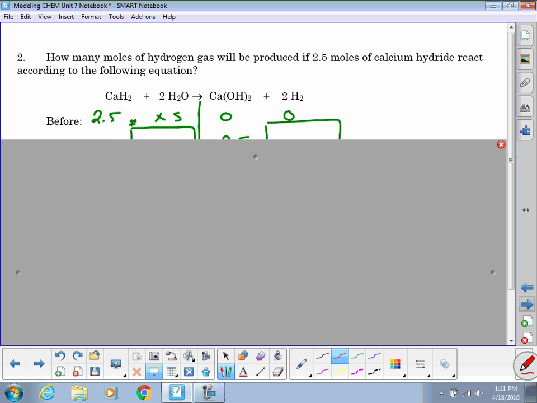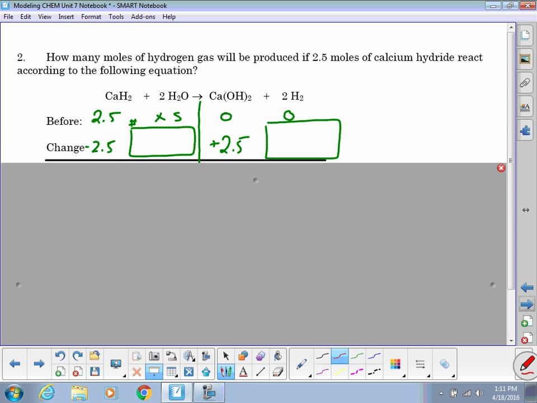For my change line, I'm going to be using up all of my calcium hydride. And because that's in a 1-to-1 ratio with the calcium hydroxide, I have that filled in already.